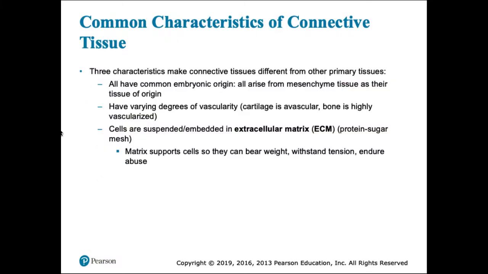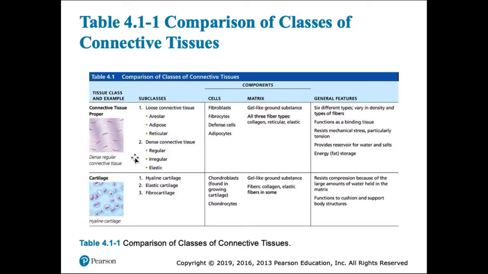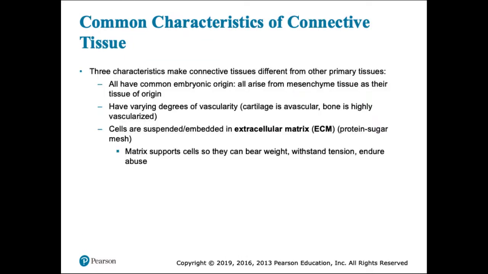So some common characteristics between all these connective tissues, because they're quite diverse. We've had bone, we've had blood, we've had connective tissue proper and cartilage as well. And so basically these characteristics are similar. They all have a common embryonic origin. They all arise from something called mesenchyme as their tissue of origin. They have varying degrees of vascularity. Cartilage is avascular, but bone is highly vascularized. And then the cells are typically suspended or embedded in an extracellular matrix.